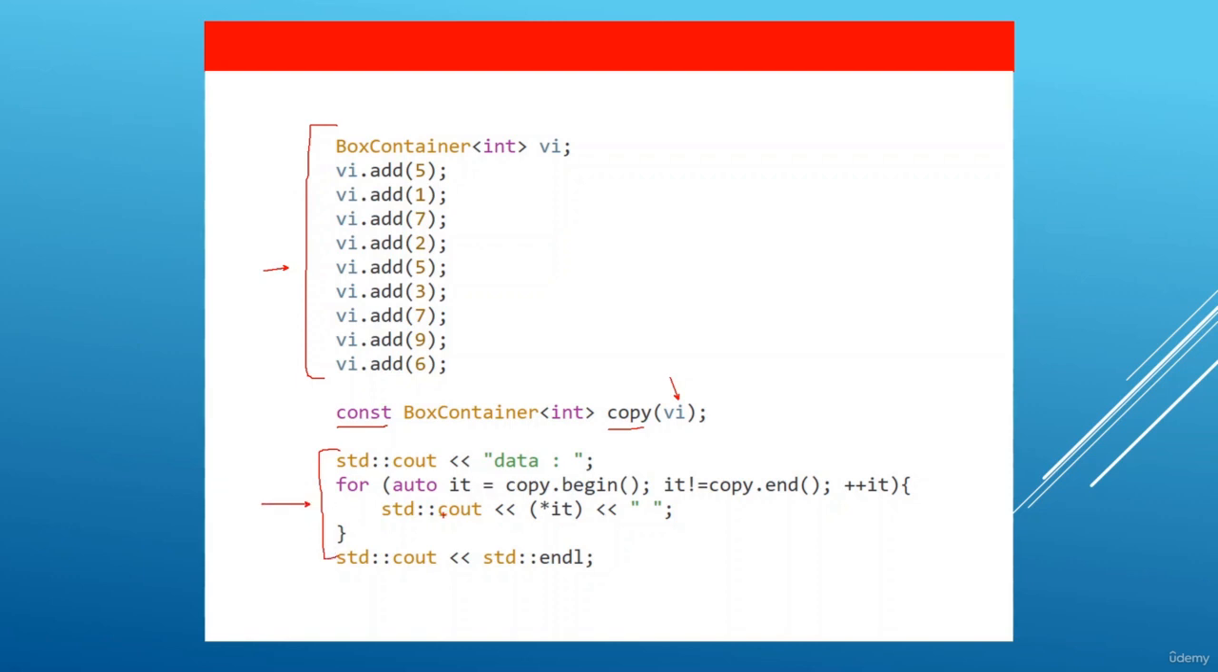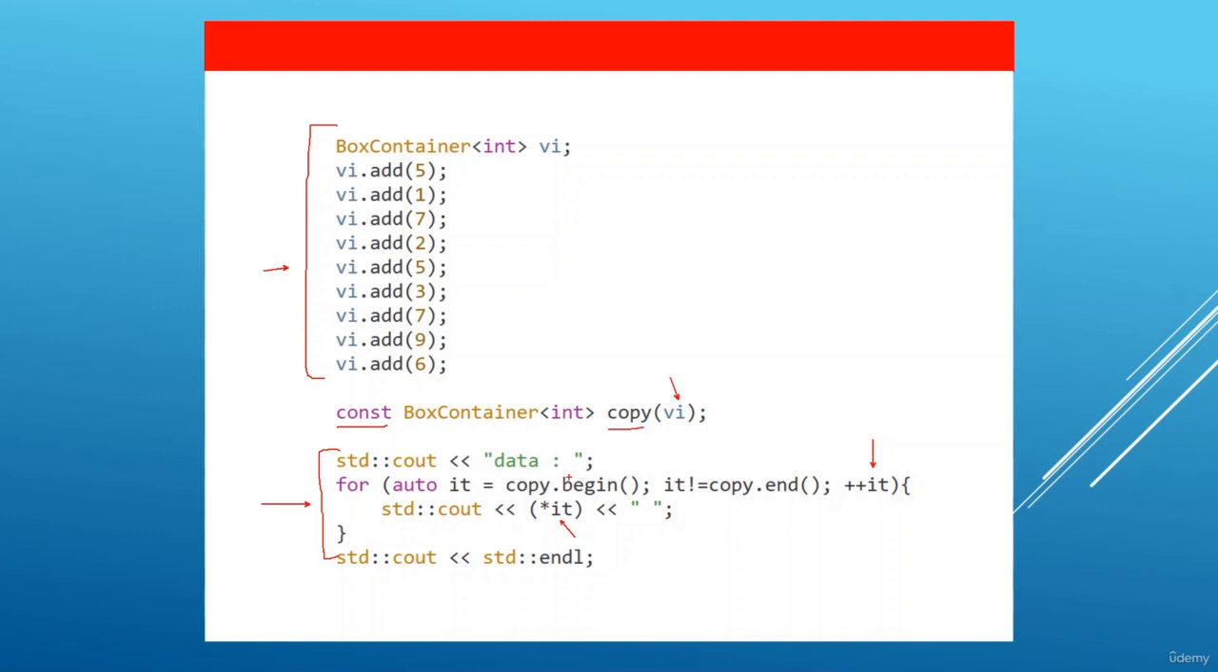So we are going to be looping as long as it is not equal to the end iterator, and we're going to keep incrementing. And at each iteration, we're going to dereference the iterator and print whatever element we are at.